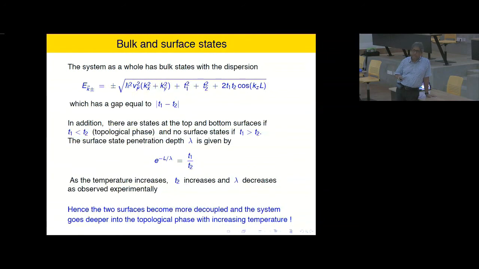So what you observe from here is that as the temperature increases, T2 also increases. So this thing decreases, which means lambda decreases. That means that as you increase the temperature, the surface states become better and better defined because they have a shorter penetration depth. So the surface states at the top and bottom get more decoupled from each other. So you have this peculiar result that as you increase the temperature, the system goes deeper into the topological phase.